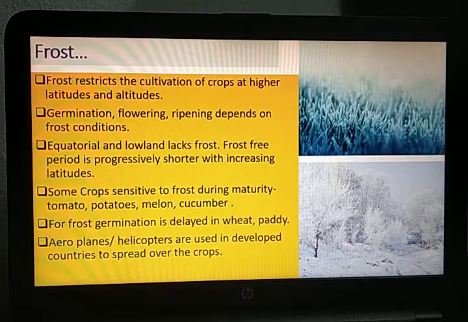For most, germination is delayed in wheat and paddy. Aeroplanes, helicopters are used in developed countries to spread air over the crops. This is possible only in developed countries like Canada, US, etc.